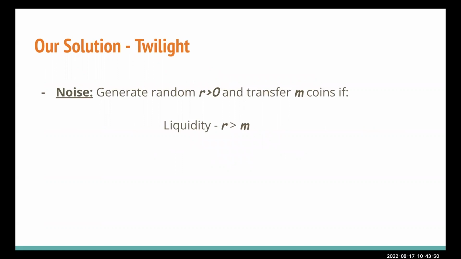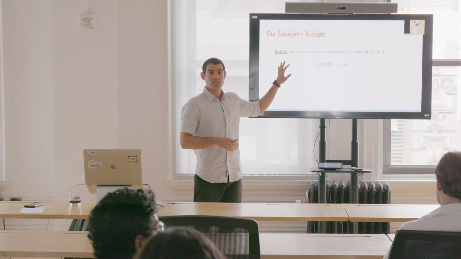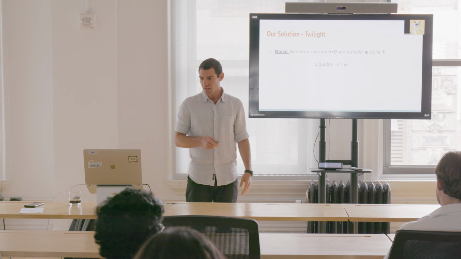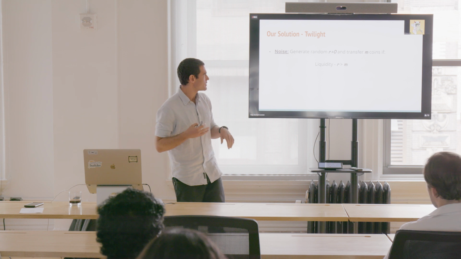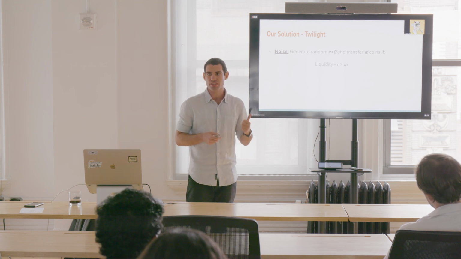Great. What is noise in our case? Noise in our case is some random number R, and this random number the channel will generate upon a query, upon someone asking, hey, can you transfer M coins for me? Then instead of checking, hey, do I have enough liquidity, he will check if he has enough liquidity minus this random number. In the next 4 slides, we will discuss more about how to generate this number.